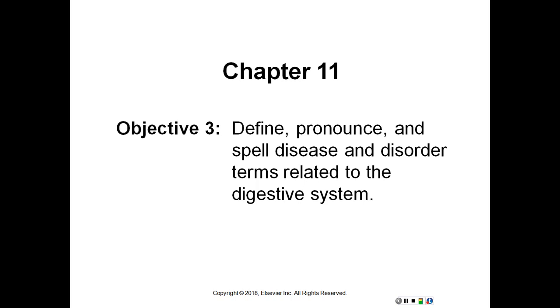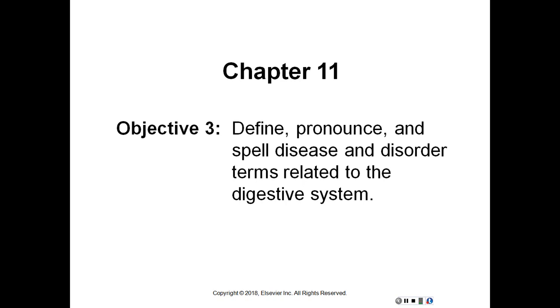Polyposis, abnormal condition of multiple polyps in the mucous membrane of the intestine, especially the colon. Proctitis, inflammation of the rectum. Rectocele, hernia of the rectum. Sialolith, stone in the salivary gland. Steatohepatitis, inflammation of the liver associated with excess fat, often caused by alcohol abuse and obesity. Over time may cause cirrhosis.